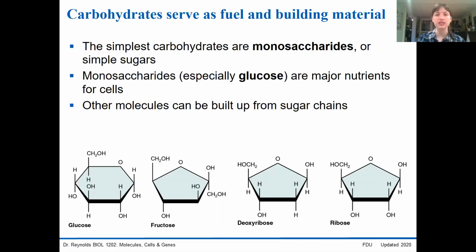Now take a look at these two on the bottom right, deoxyribose and ribose. What does deoxy mean? That's right. That's the removal of oxygen. Well, if you take a look down here at this carbon in the 2' position, what you'll find is that deoxyribose is short one oxygen from just plain old ribose. Pay attention to that.